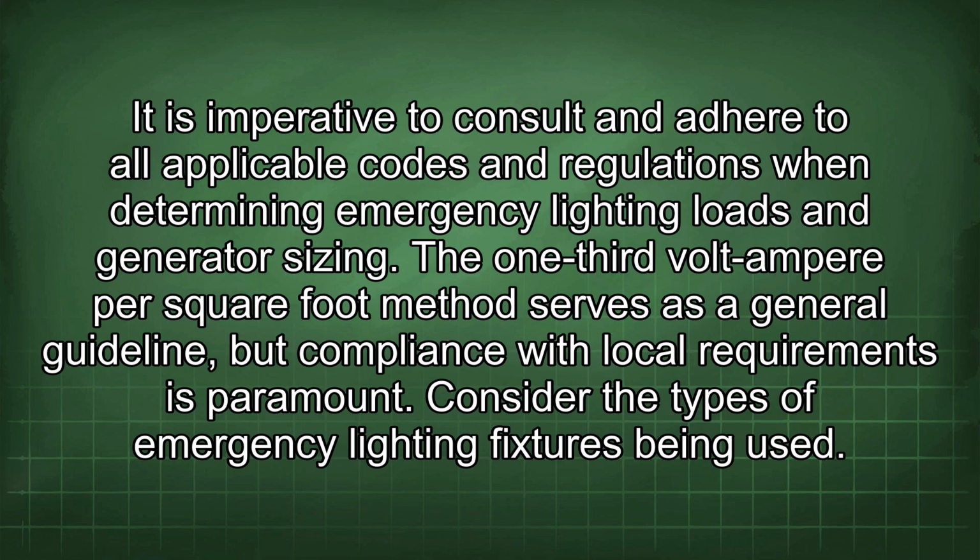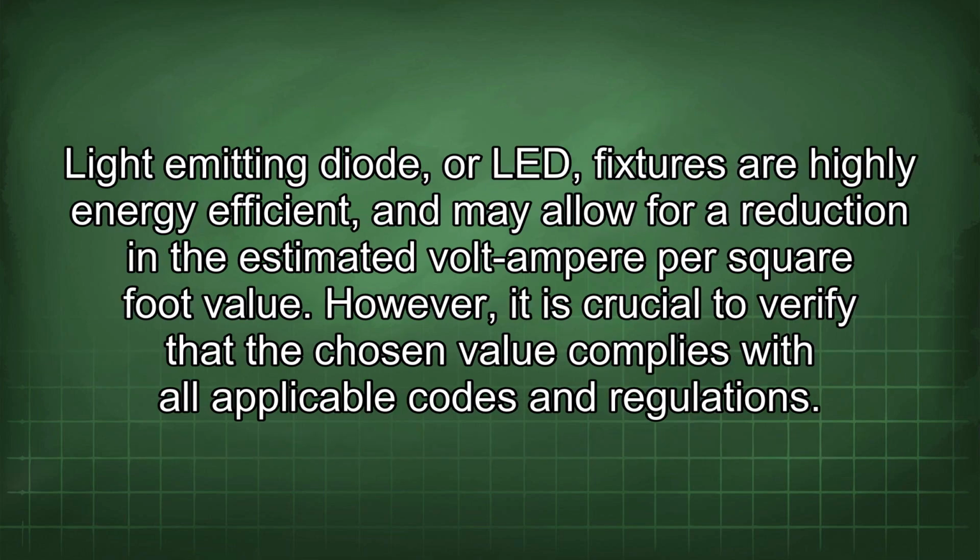It is imperative to consult and adhere to all applicable codes and regulations when determining emergency lighting loads and generator sizing. The 1/3 volt-ampere per square foot method serves as a general guideline, but compliance with local requirements is paramount. Consider the types of emergency lighting fixtures being used. Light-emitting diode, or LED, fixtures are highly energy efficient and may allow for a reduction in the estimated volt-ampere per square foot value. However, it is crucial to verify that the chosen value complies with all applicable codes and regulations.